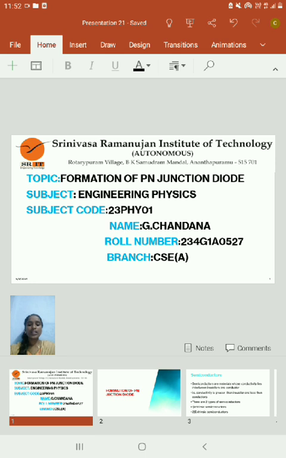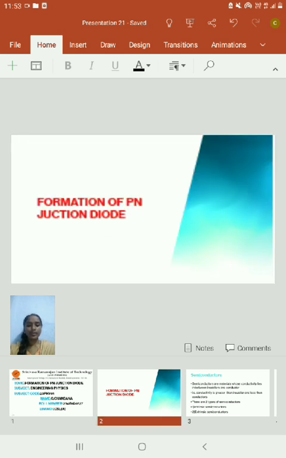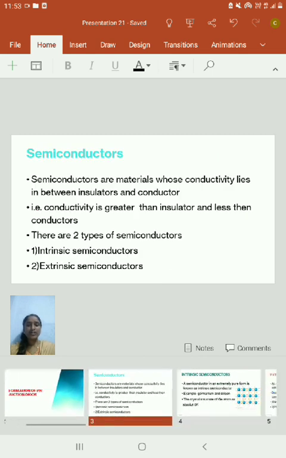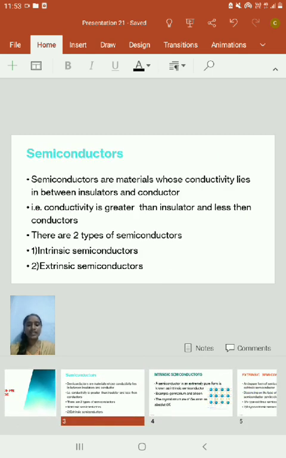Today I want to tell about the formation of a PN junction diode. Moving to the topic, before knowing the formation of a PN junction diode, let's note what semiconductors are and the types of semiconductors, because the PN junction is formed from semiconductors.